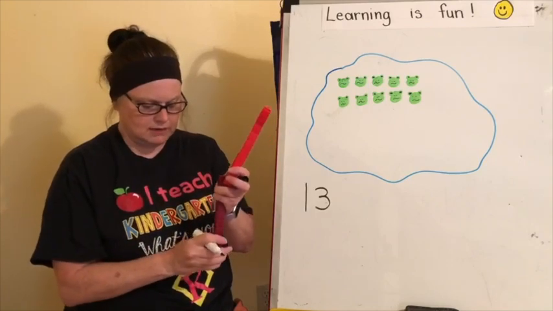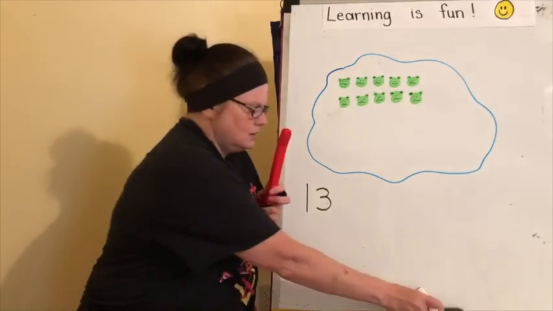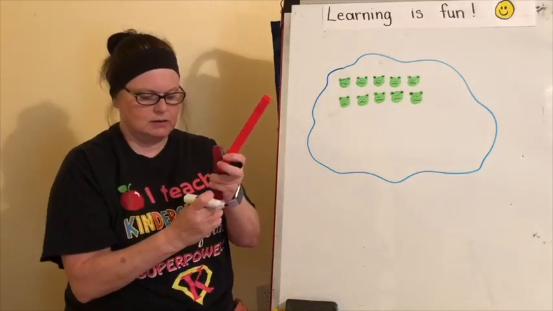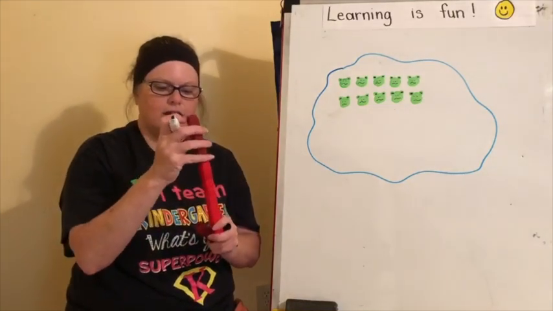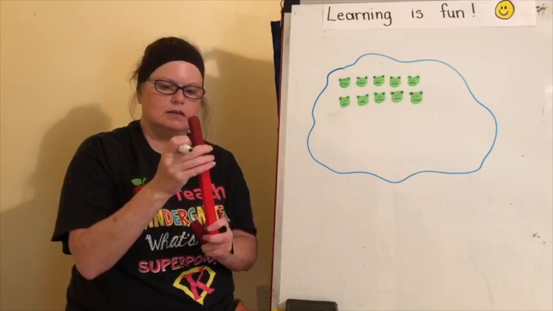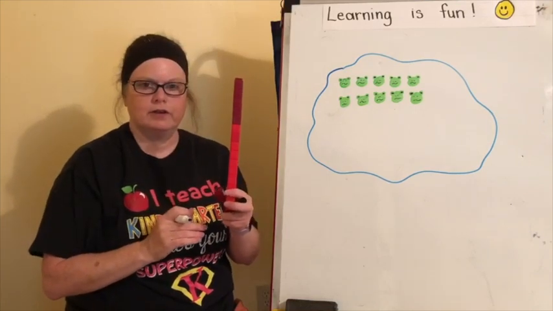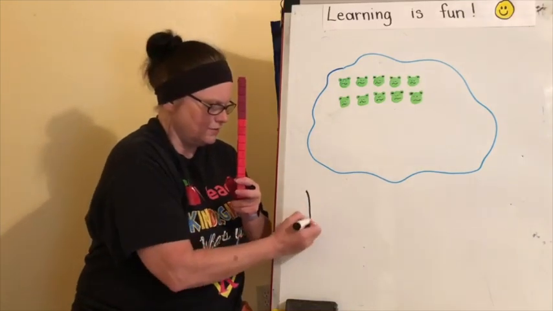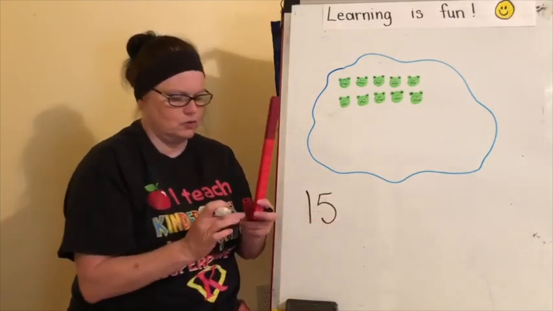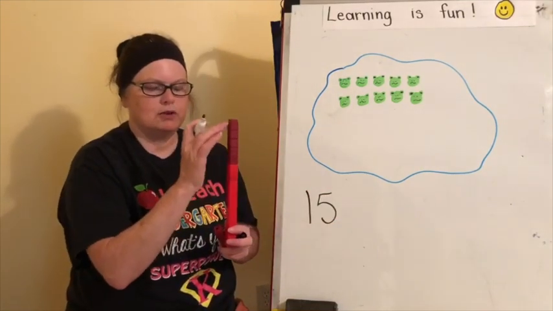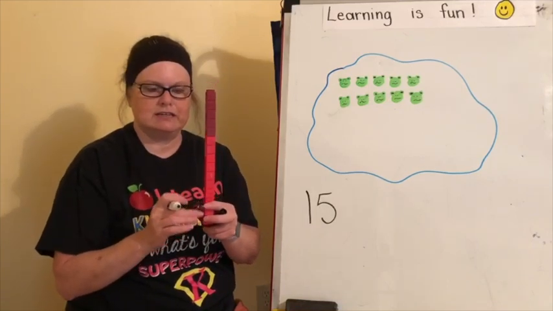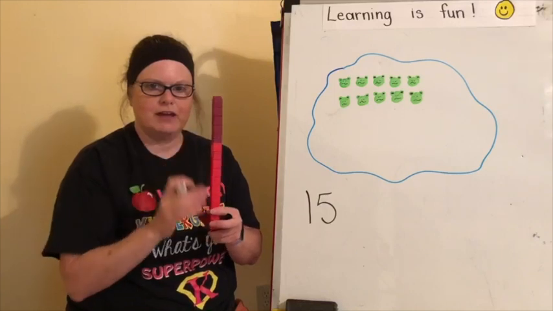All right, here's my next one. This time, I'm going to keep my group of 10, and I'm going to add 5. I got 10, 5. How many do I have? If you said 15, good for you. My group of 10 and my group of 5. I'd like you to build me a group of 15. 10 and 5.